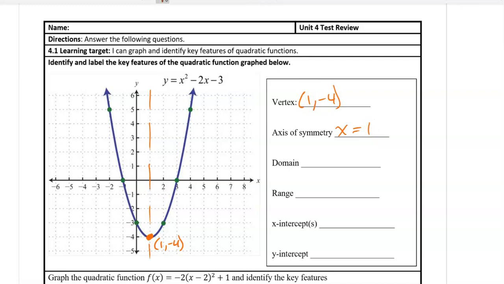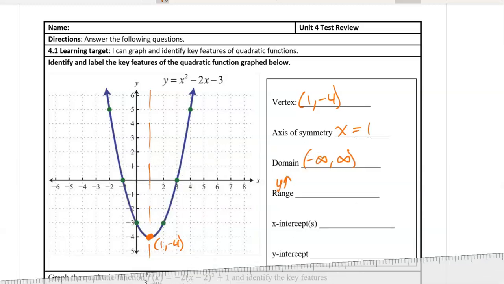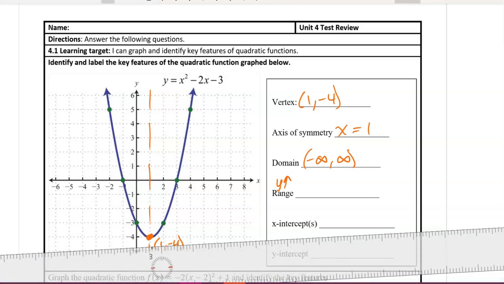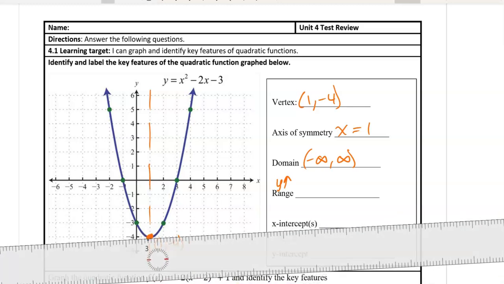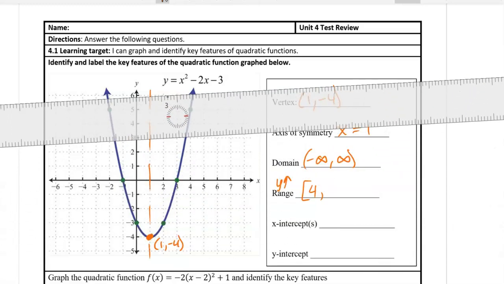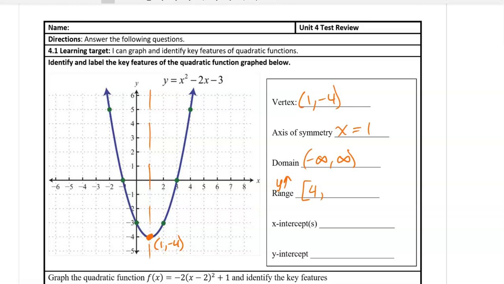All right, the domain is always negative to positive infinity for our quadratics in this class. And the range represents the y values from bottom to top. So we look at the bottom. Our lowest y value here is -4, so we start at -4. And as the y values increase, our graph is heading towards positive infinity.